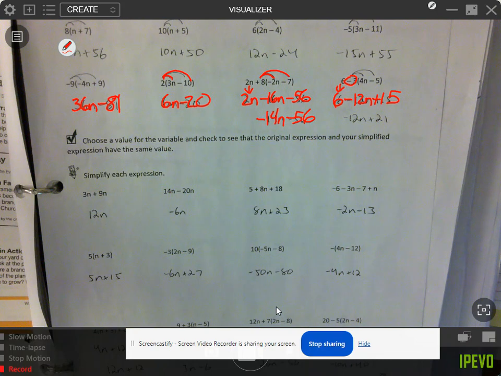I'm going to combine my two constants. 6 plus 15, that's how I got that plus 21. And I bring down that negative 12n. Would you get it wrong if you didn't have that? If you didn't have what? If you didn't fully simplify it. Wait, hold on. Would you get it wrong if you don't fully simplify?